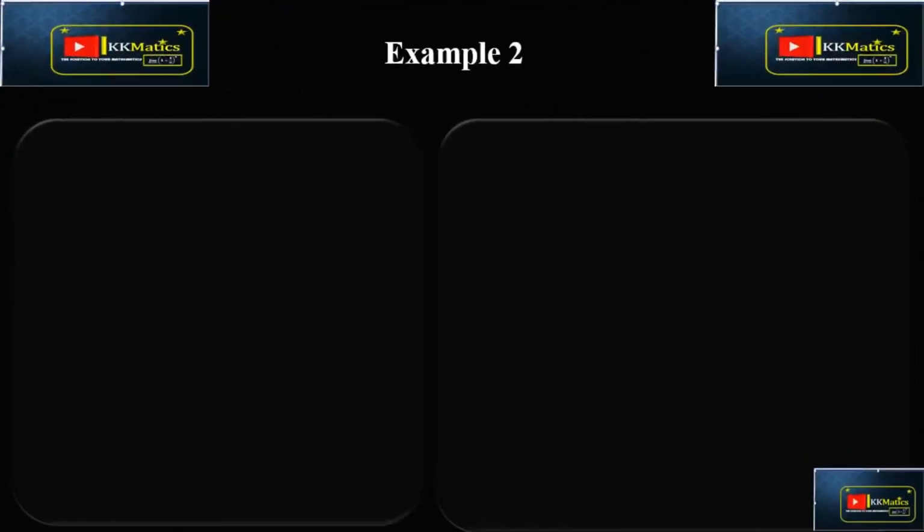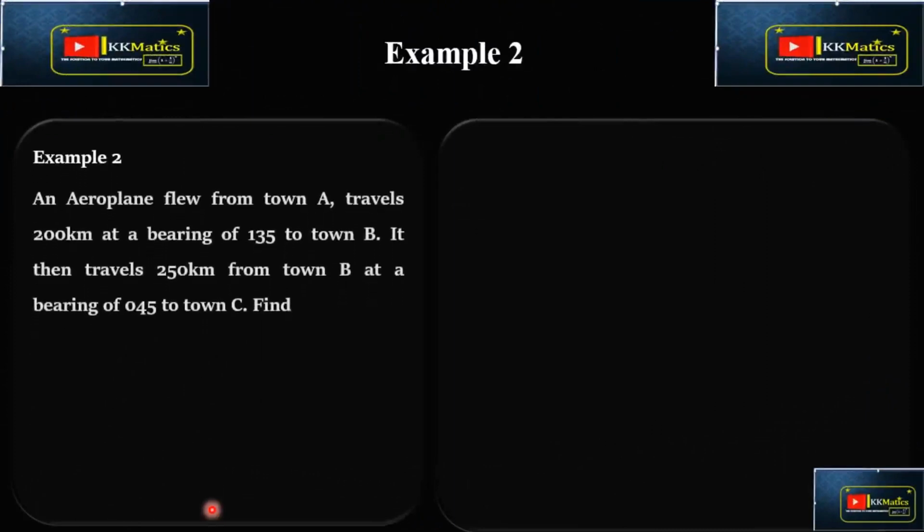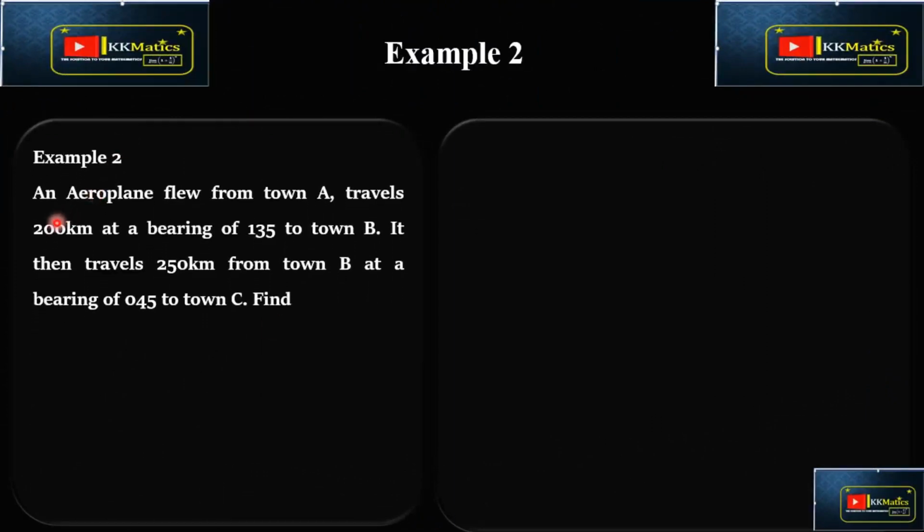Example 2. We have the question here that an aeroplane flew from town A, travels 200 kilometers at a bearing of 135 degrees to a town B. It then travels 250 kilometers from town B at a bearing of 045 degrees to town C. Here we're told to find (a) the distance of A from C and (b) the bearing of A from C.